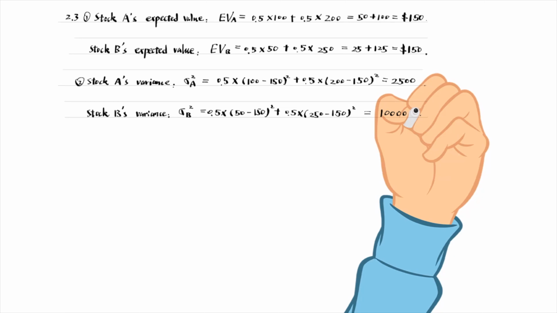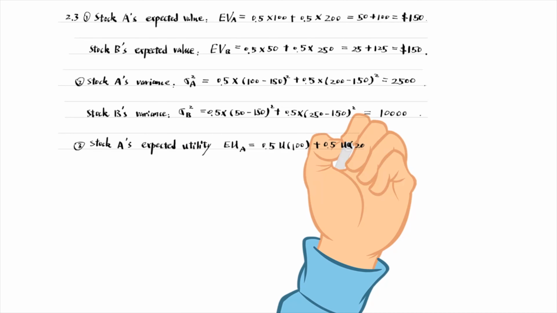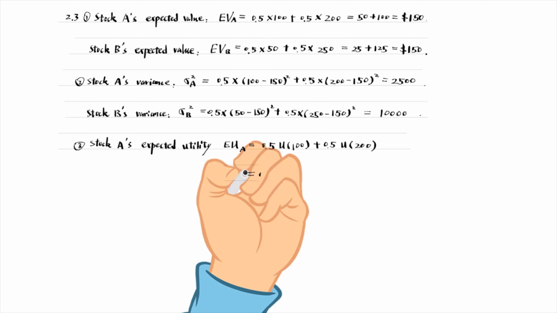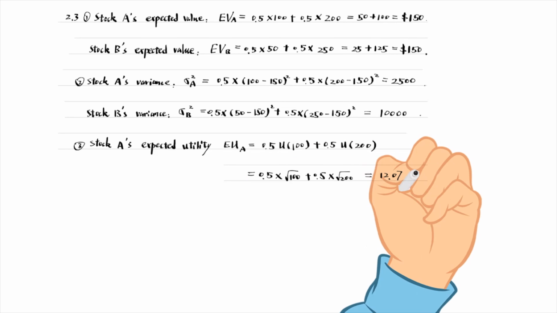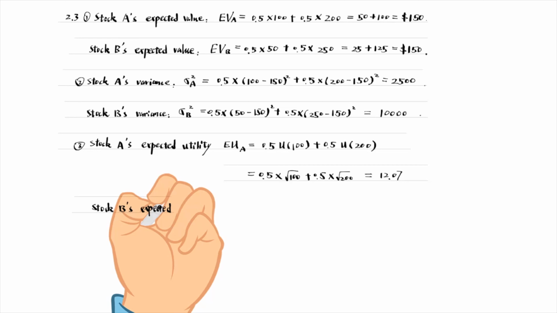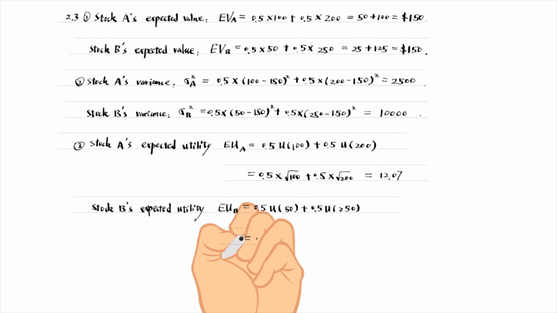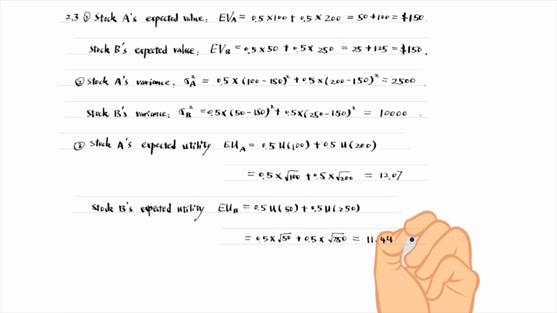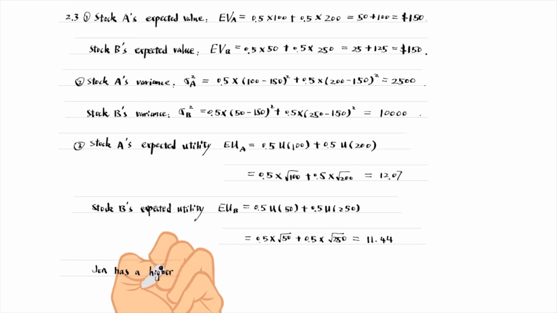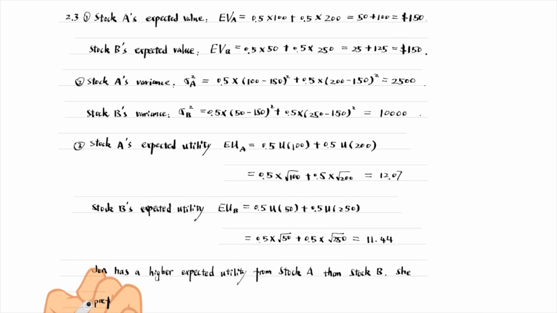In the third step, we calculate the expected utility each stock gives Jan. Stock A has a higher expected utility than Stock B. Jan prefers Stock A over Stock B.